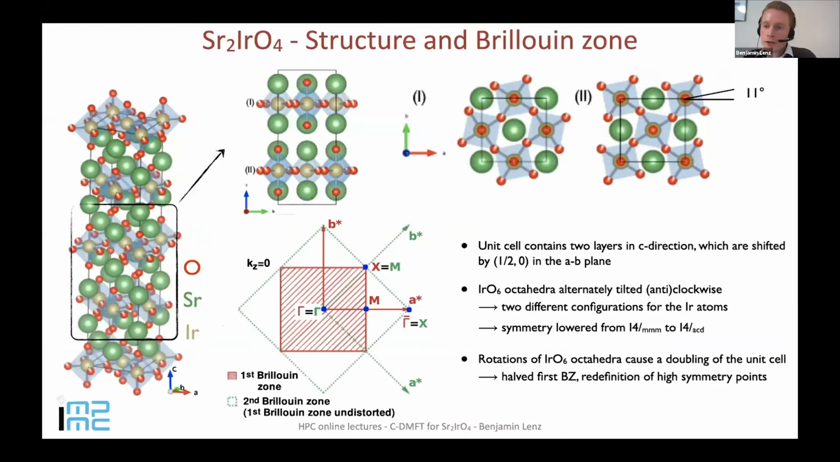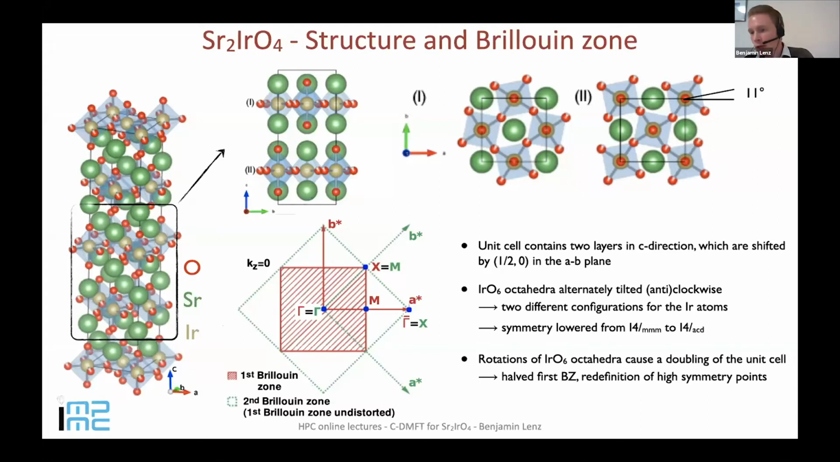Now, when you start to study such a system, for us the very first step would be to look at the structure. On the left, once again, I show the structure of strontium iridate with these nice two-dimensional iridate planes that are also shown on the right. There I showed two neighboring layers along the c direction of these iridates. You see that the iridium-oxygen octahedra are tilted, so they are rotated clockwise and anticlockwise by roughly 11 degrees, which means that, due to this tilting, you have two different configurations of the iridium atoms.